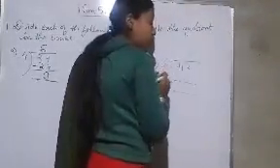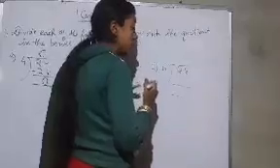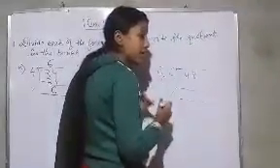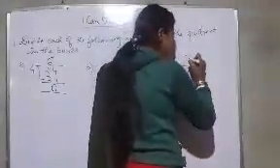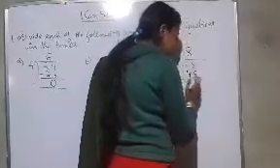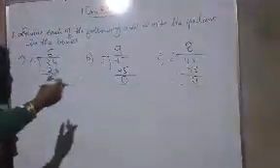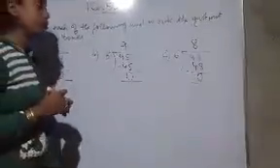This one also same. Count the 6 table. 6 ones are 6, 6 twos are 12, 6 threes are 18, 6 fours are 24, 6 fives are 30, 6 sixes are 36, 6 sevens are 42, 6 eights are 48. So we are getting 6 eights are 48. So again 8 minus 8, 0, 4 minus 4, 0. So this will continue like this. The rest of the sums also you will solve like this, okay?